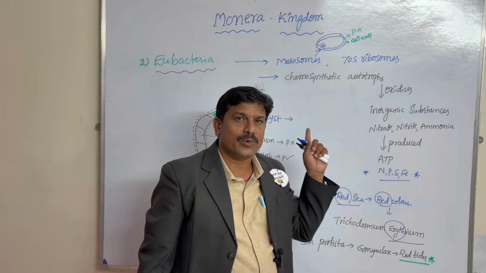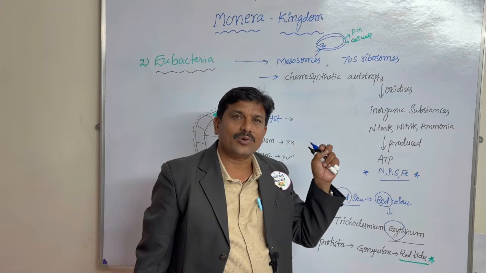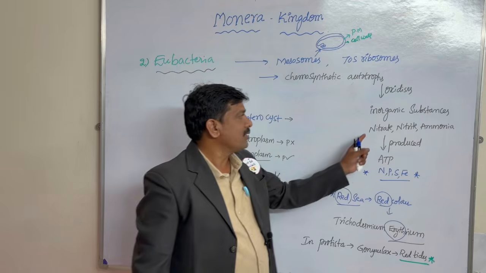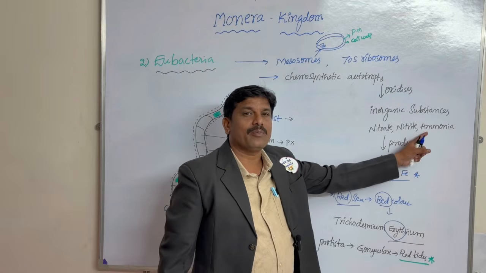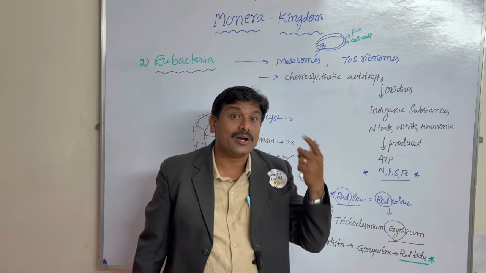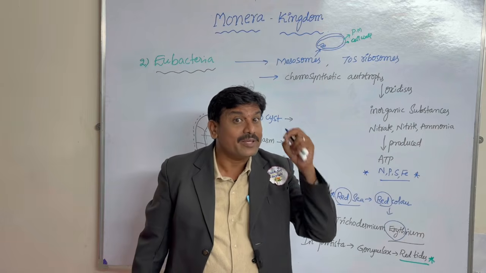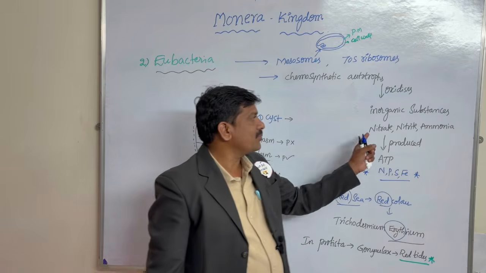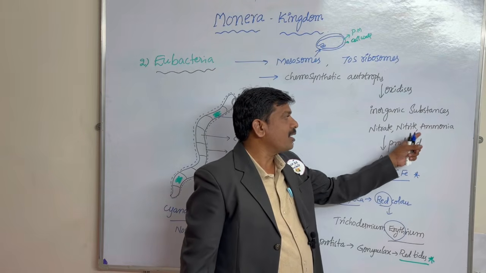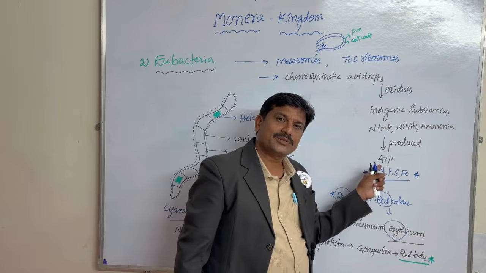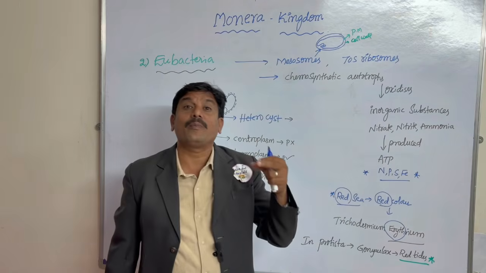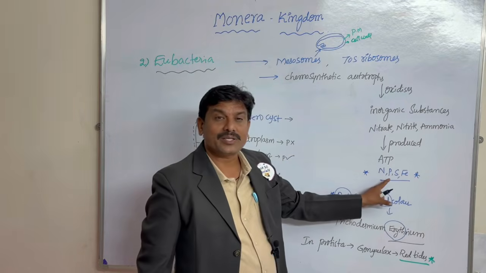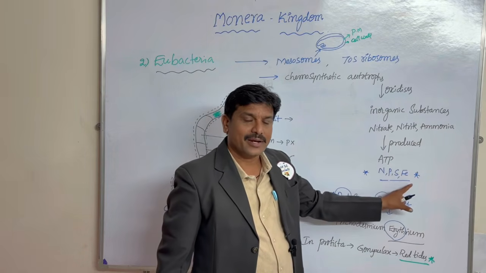These eubacteria, chemosynthetic autotrophs, oxidize inorganic substances like nitrate, nitrite, and ammonia. Plants cannot directly absorb nitrogen. The nitrogen is converted to nitrate, then only the plant will absorb. So the nitrate and ammonia are finally used to produce ATP. What minerals are also present? Nitrogen, phosphorus, sulfur, and iron are present.